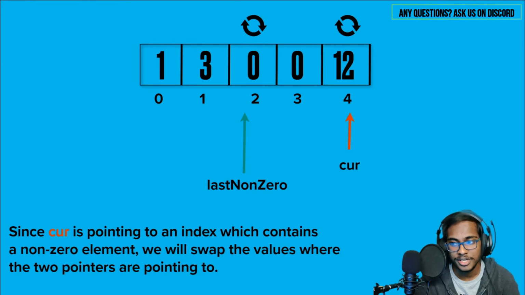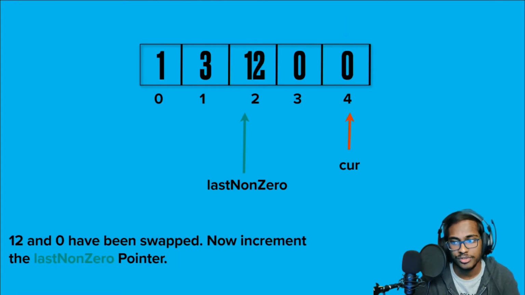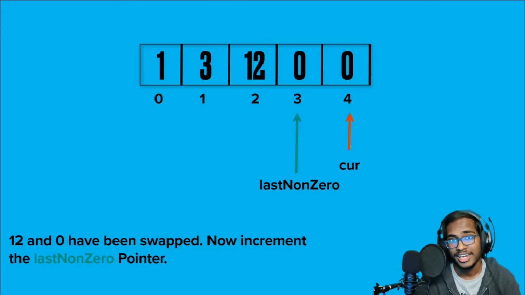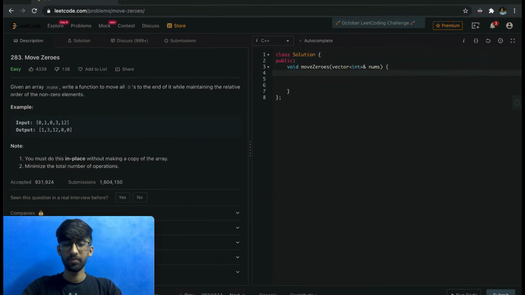So what happens next? That's right, we increment cur and it's again pointing to a non-zero element. So we are going to swap 0 and 12, which is where the pointers are currently pointing to. And then we increment the last non-zero pointer. And now what happens? Cur has reached the last element of the array, which is the terminating condition. So this is the array which we are going to output. And that's really easy, right? Two pointers make everything really easy.